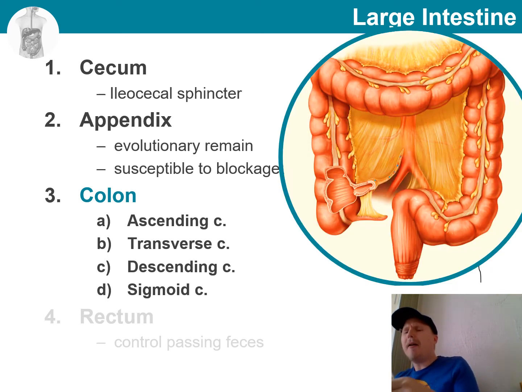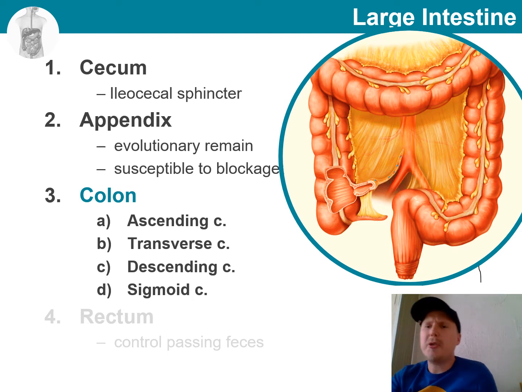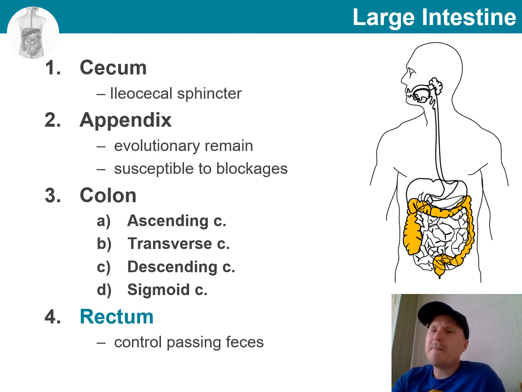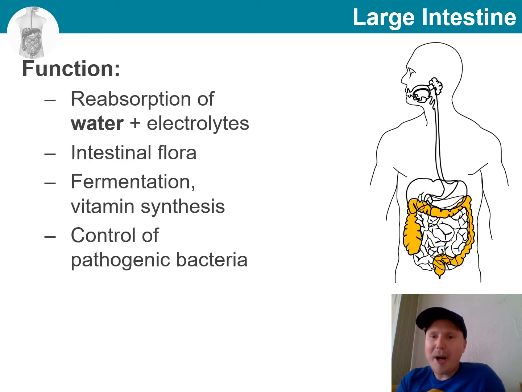And the final part, which I want us to discuss here, is the rectum, which with its 3 valves controls the passage of the feces. So these are our parts of the large intestine. Let's discuss a little bit about its function. Well, this is where the water and electrolytes are absorbed back to the body from the chyme that passes in this tube.